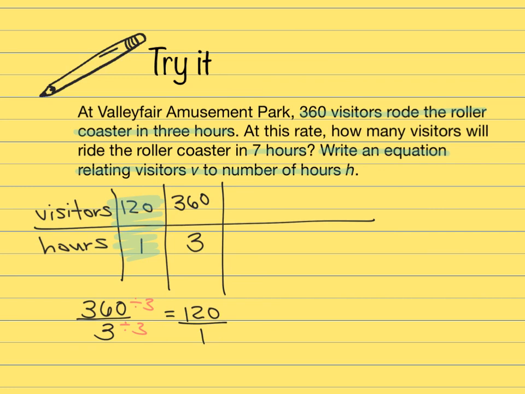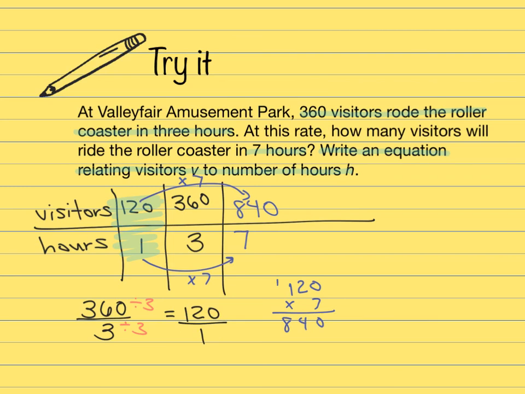So now that we know that, we can multiply by our unit rate to find how many visitors ride that roller coaster in 7 hours. Well, we know that 1 times 7 equals 7. So 120 times 7 is going to equal our answer. 120 times 7. 840 visitors ride the roller coaster in 7 hours.